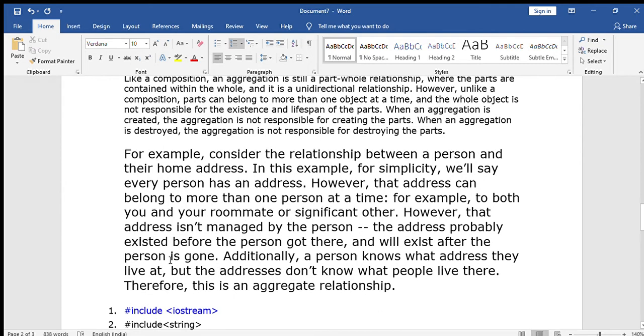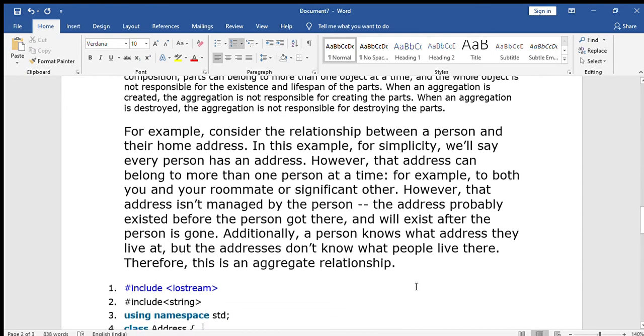However, that address is not managed by the person. The address probably existed before the person got there and will exist after the person is gone. Right? Before the person, the address is available. After the person also, the address will remain constant. And additionally, a person knows what address they live at, but the address doesn't know what people live there. That is a relationship called an aggregate relationship.